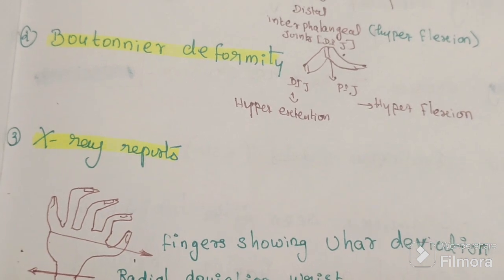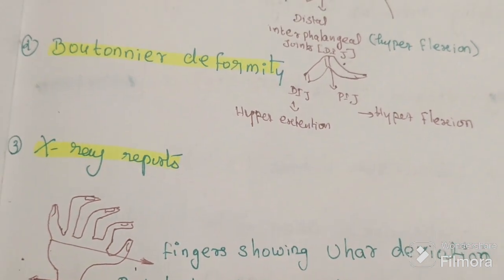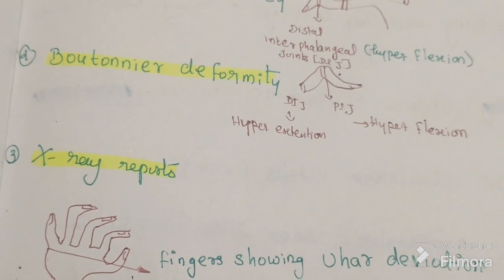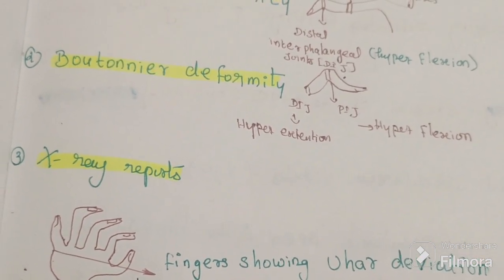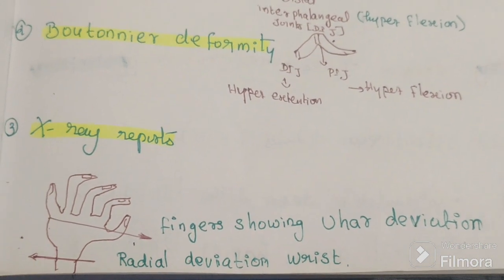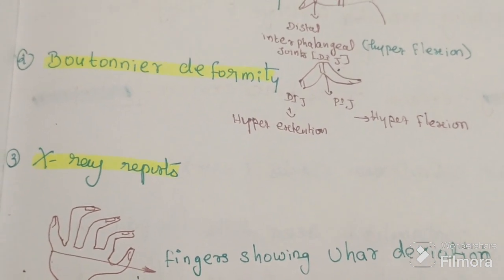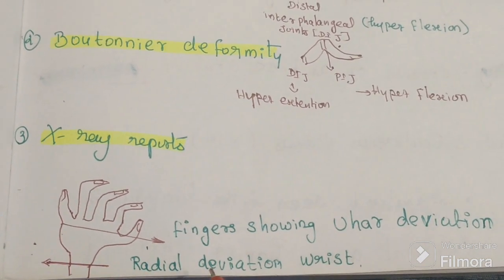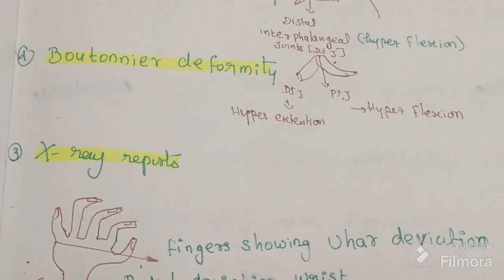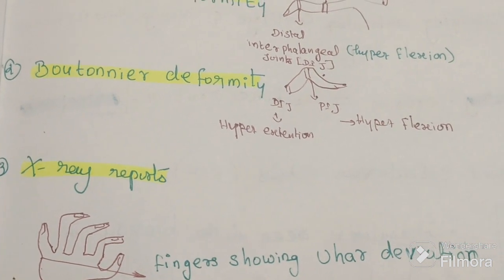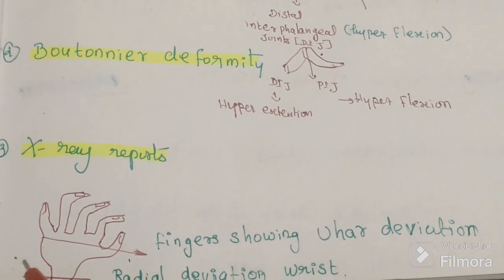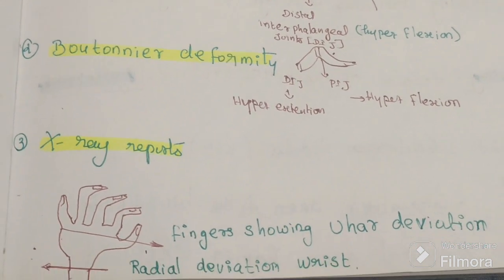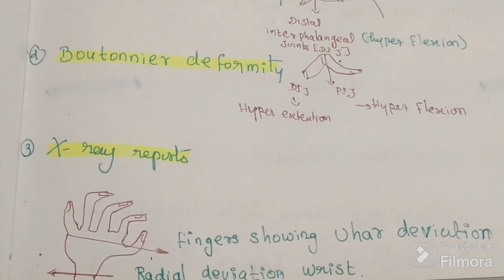Next, when you see the X-ray report of that patient, what is the characteristic finding? There is radial deviation of the wrist joint, and the fingers show ulnar deviation. So on X-ray we can see ulnar deviation of the fingers and radial deviation at the wrist.